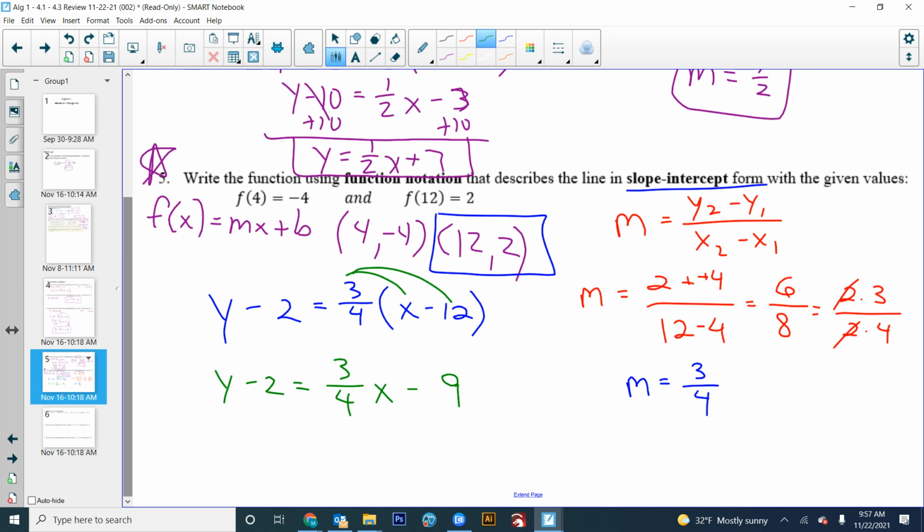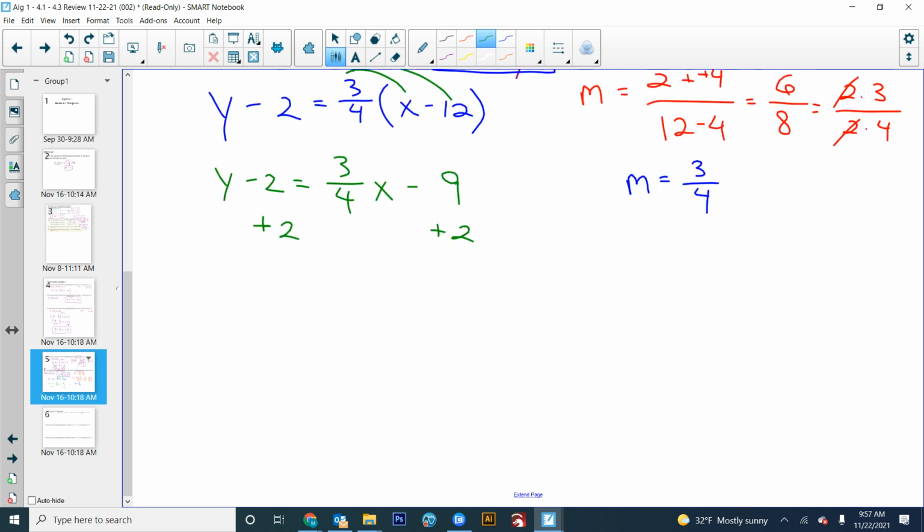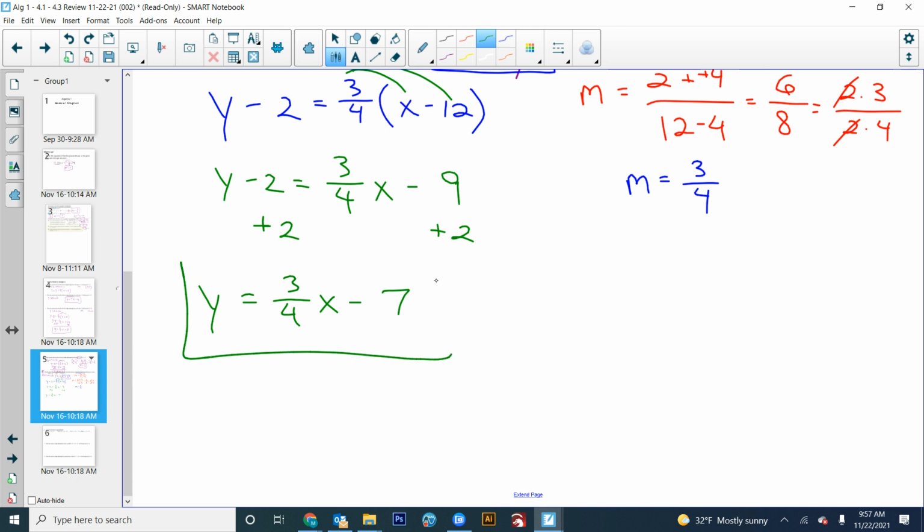All right. Add 2. Y equals 3/4 x. -9 plus 2? Yes. F of x. Yeah, and it did say f of x. Same thing, just did it backwards. Yeah, don't forget that f of x, guys. Because it wants it in function form.